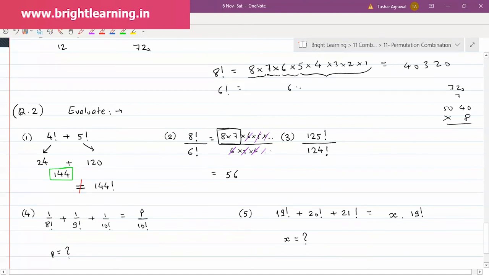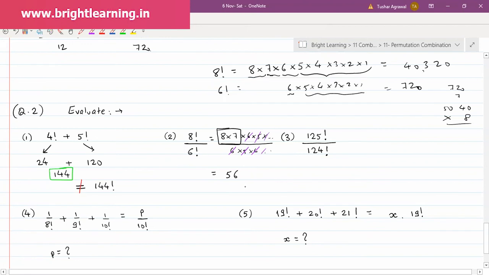What is 6 factorial? 6 factorial is just 6 into 5 into 4 into 3 into 2 into 1. I remember the values up till 5 factorial, that is 120. So 120 into 6 turns out to be equal to 720. On a calculator, do this division: 40,320 divided by 720. If you do this division, you will get the answer 56. But was this calculation needed? That's the thing I'm asking you. Is this needed?